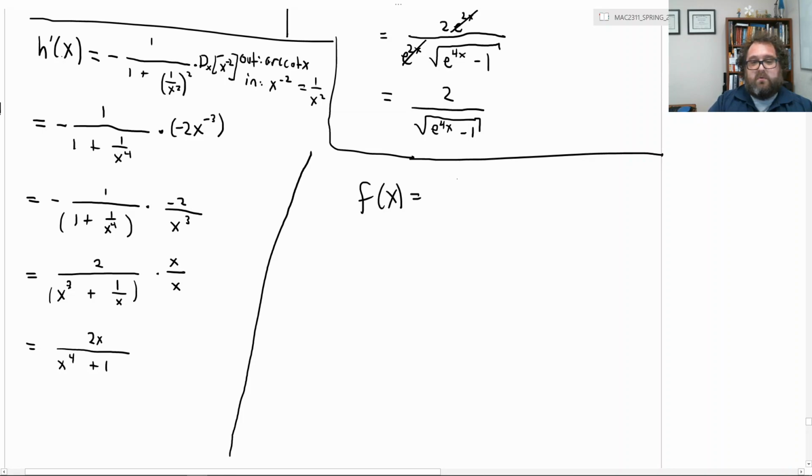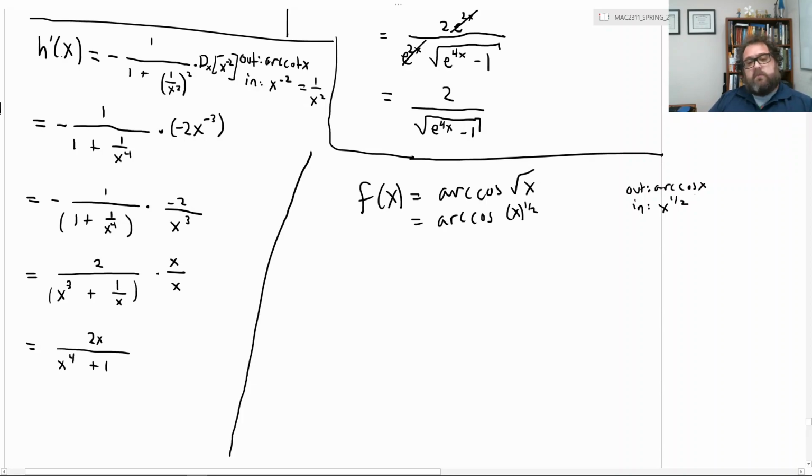f of x equals arc cosine of square root x. Okay, so usual thing here. Obviously, it's an inverse trig function. Obviously, it's composite. And square root x, that's x to the 1/2 power. So let's first rewrite as arc cosine of x to the 1/2 power. Same thing. So what's the outside function? What's the inside function? Outside function is arc cosine x. Inside function is x to the 1/2.